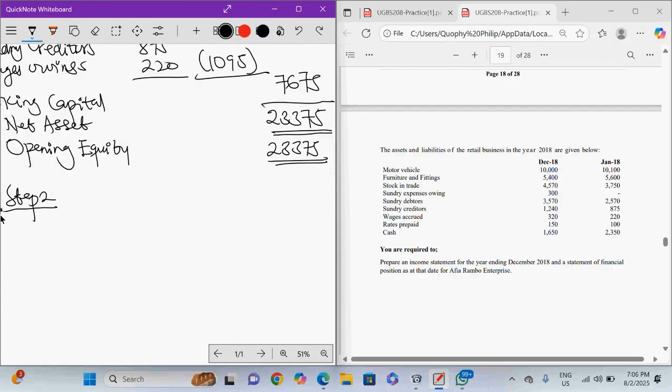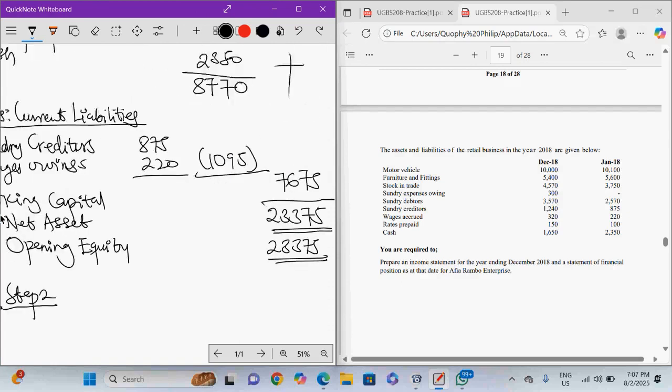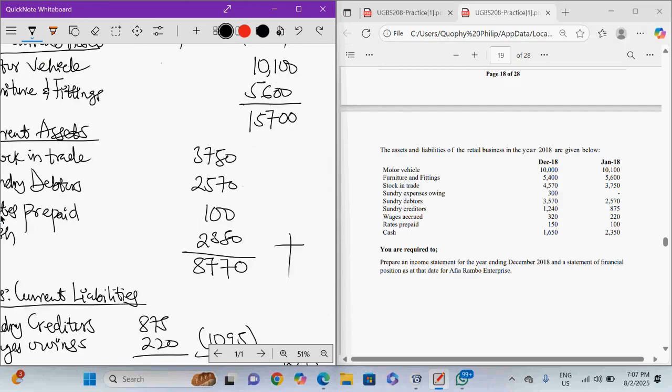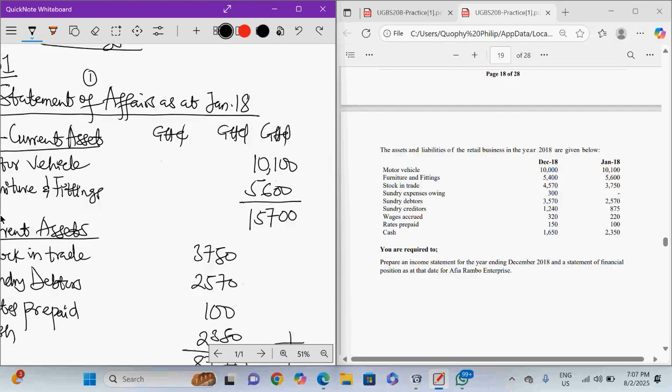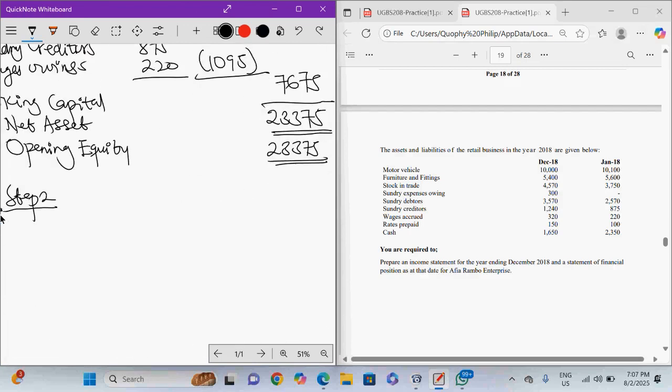Step 2. So let me say this is workings number 1. Workings number 2. Alright. So the workings number 2, what is the second step?